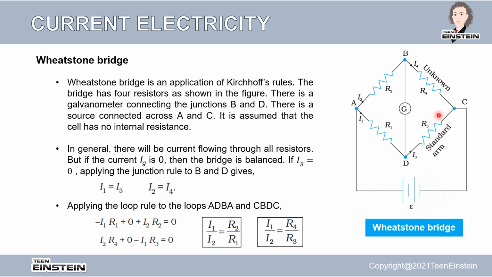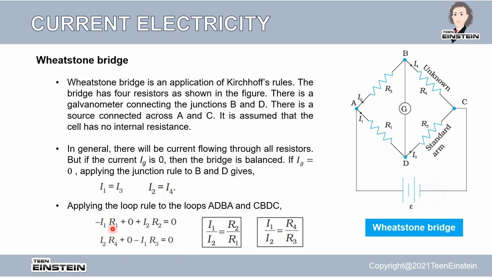Similarly, if you take the loop CBDC, we will do the same thing. So here we have I2 R4. Why are we writing I2 instead of I4? From the junction equation, I2 equals I4. So we have I2 R4 plus 0 minus I1 R3. Instead of I3, we have written I1 here from the junction equation. So I2 R4 minus I1 R3 equals 0.